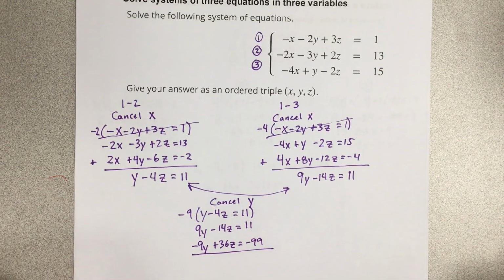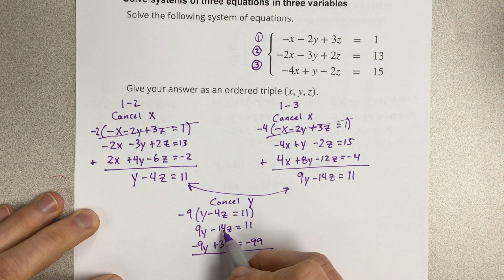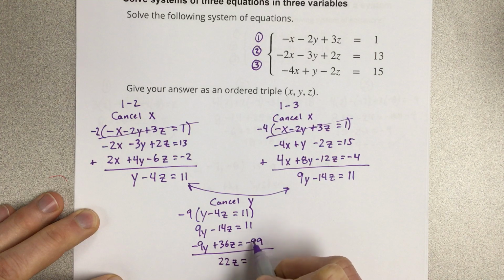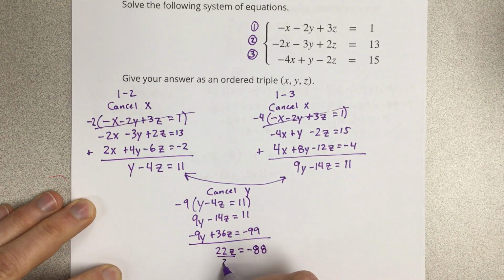Slide up just a little bit. When I add those together, I get 0 for the y's. I get 22z equals negative 88. So I divide by 22 on each side. And I get z equals negative 4.